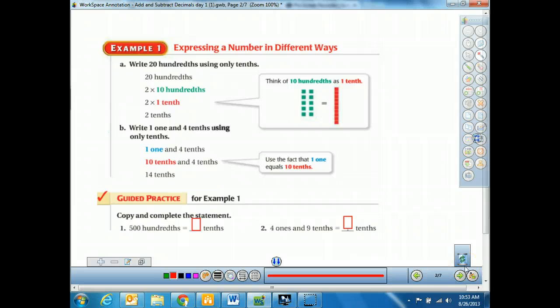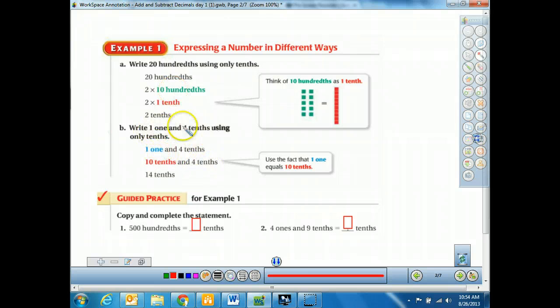All right, so expressing a number in different ways. What they want to do is write 20 hundredths using only tenths. So 20 of these little individual squares equals how many of the longs? Well, we know that 10 of these equals 1 long. So 2 tens of hundredths would be the same thing as having 2 tenths, 2 of the 1/10 blocks. So our answer is 2 tenths is the same thing as 20 hundredths.